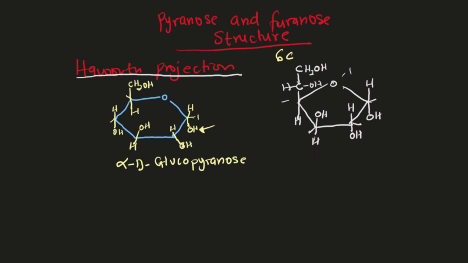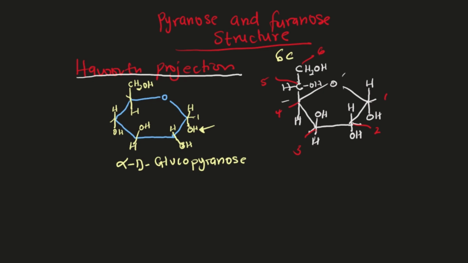Then let me number it again so that you guys will not be confused. So here I'm going to have carbon number 1, right? This is carbon number 2, this is carbon number 3, this is 4, this is 5, and this is 6. So this is basically the pyranose form of glucose, right?